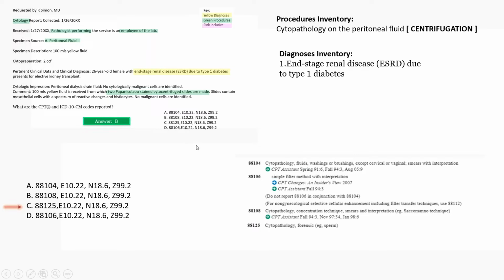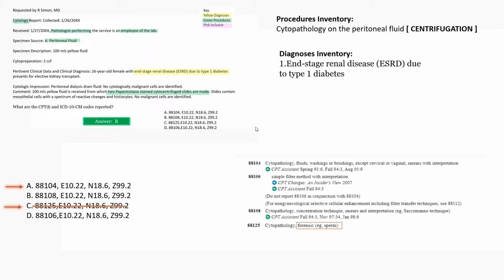Let's look into option C, 88125, which is coding for cytopathology forensic exam, sperm. It is done for a specific specimen for forensic analysis purposes, such as crime scenes or anything related to forensics. So it was not in our scenario. We had a cytopathology of a peritoneal fluid. That's why option C is wrong. Centrifugation means a concentration technique. Let's look into option A.